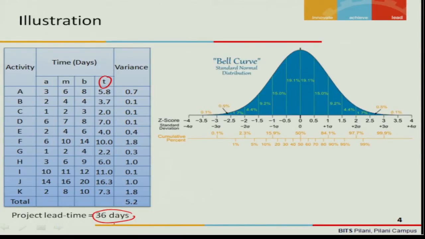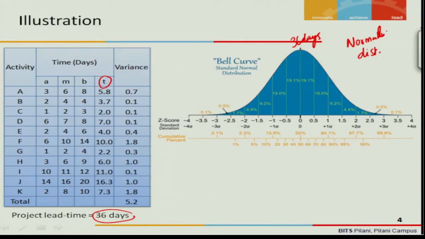You have this project lead time as 36 days, which means that the center is 36 days. We also assume that this project variance will follow a normal distribution. We are not talking here about the time estimates. We are talking about the project variance, and we assume that this follows a normal distribution. There are two assumptions that we make in a PERT analysis.